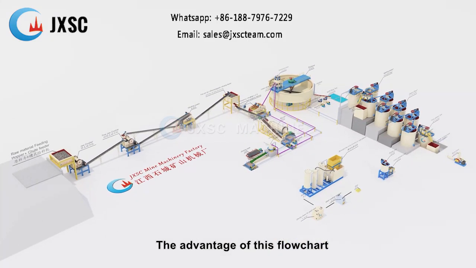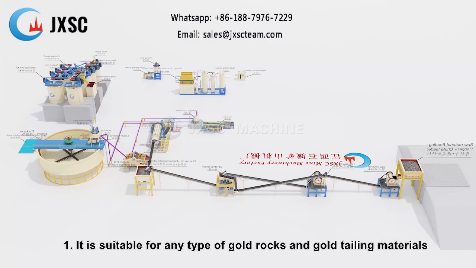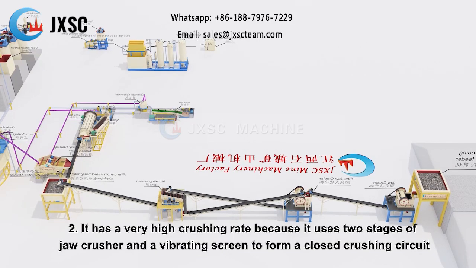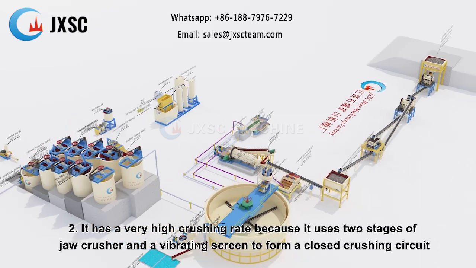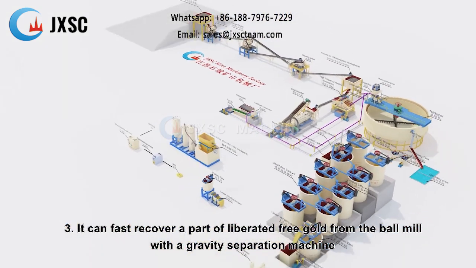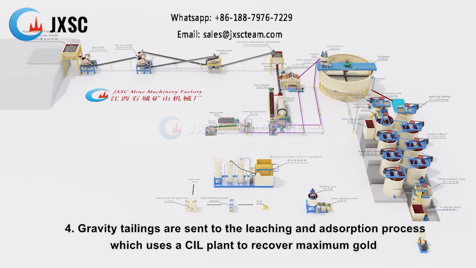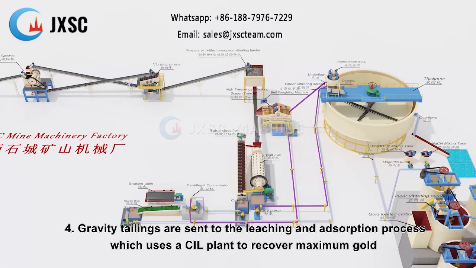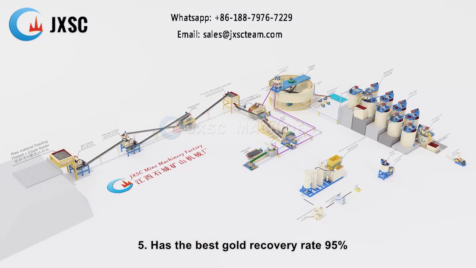The advantage of this flowchart. 1. It is suitable for any type of gold rocks and gold tailing materials. 2. It has a very high crushing rate because it uses 2 stages of jaw crusher and a vibrating screen to form a closed crushing circuit. 3. It can fast recover a part of liberated free gold from the ball mill with a gravity separation machine. 4. Gravity tailings are sent to the leaching and adsorption process, which uses a CIL plant to recover maximum gold. 5. Has the best gold recovery rate 95%.